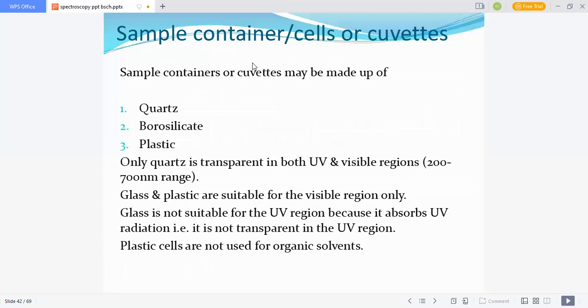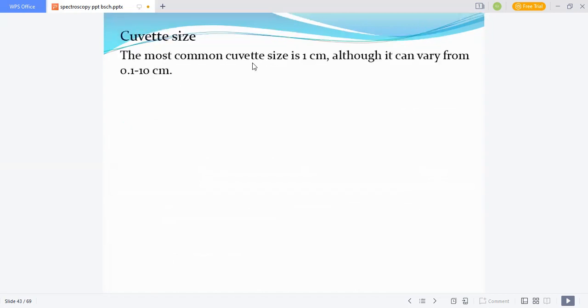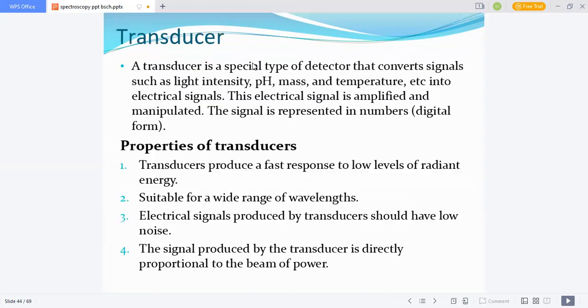Sample container cells are cuvettes. Sample container cuvettes may be made of quartz, borosilicate, or plastics. Only quartz is transparent in both UV and visible regions. Glass and plastics are suitable for the visible region. Glass is not suitable for the UV region because it absorbs UV radiation. It is not transparent in the UV region. Plastic cells are not used for organic solvents. Move to next slide. Quartz size. The most common quartz size is 1 centimeter, but it can vary from 0.1 to 10 centimeter.